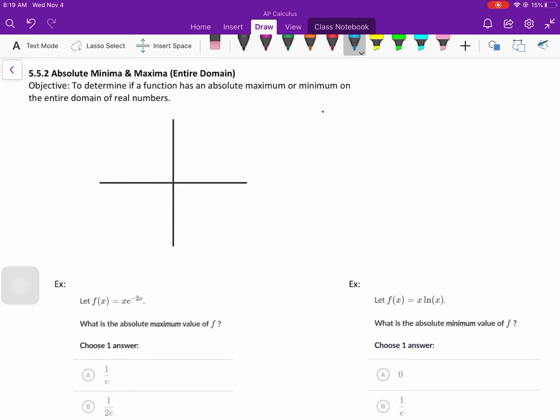If you have your function, let's just say we have something like this. This graph would have an absolute maximum here. But because it's going to negative infinity, it would have no absolute min. Because it's going to negative infinity. So that's something for us to look out for in this.